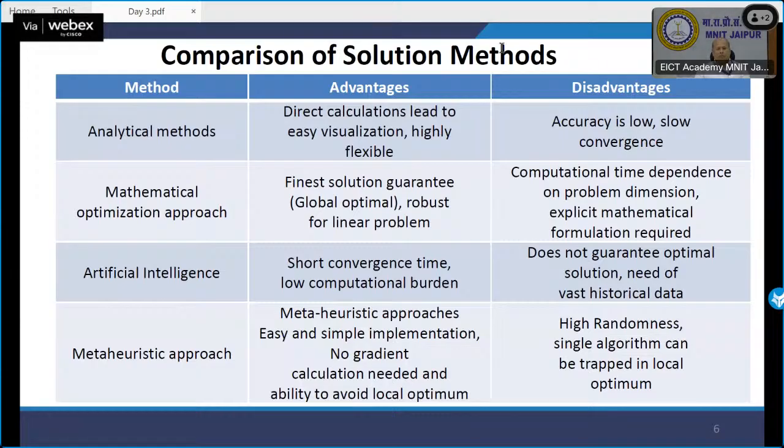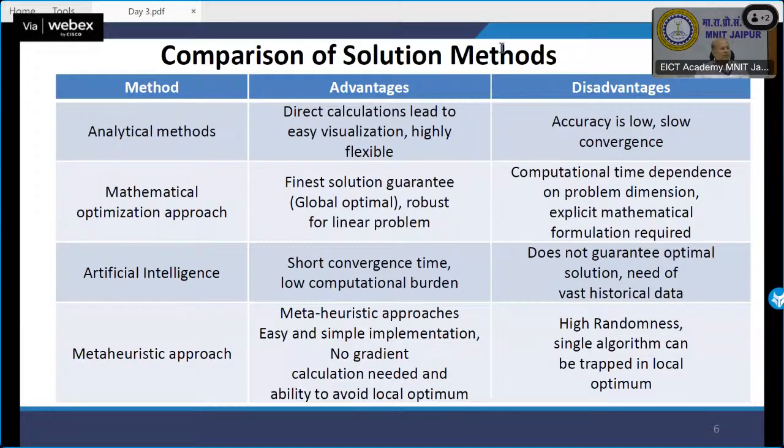In the case of meta-heuristics, it is easy, with simple implementation, no gradient calculation needed, and you get a solution. But as a disadvantage, it is highly random, and a single algorithm can be trapped in a local optimum very frequently. For a non-convex function, you will have many local minima, and depending on the starting point, it will get trapped, which is not acceptable in most of the cases.